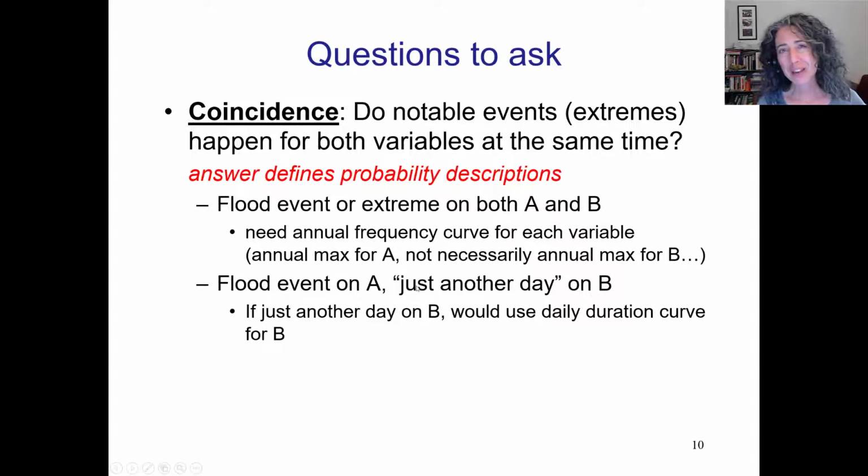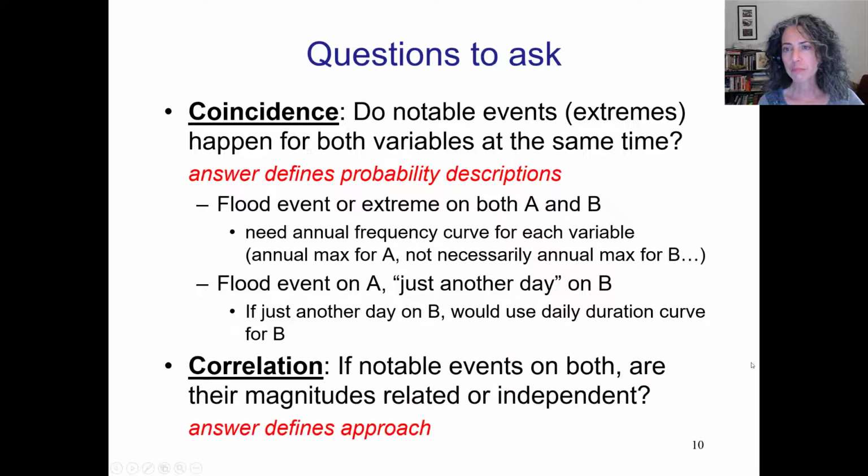Now, if I see a flood event on A when it's just another day on B, then in that case, my probability distribution for B is going to be a daily duration curve instead of an annual frequency curve. Okay. Now, the other question is about correlation, right? If I do see notable events on both A and B, are their magnitudes related or are they independent?